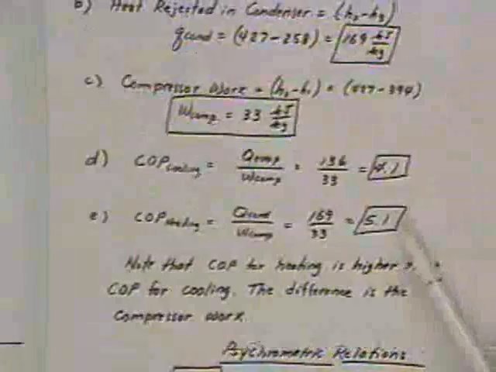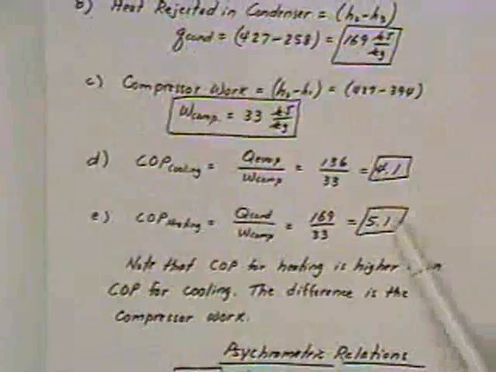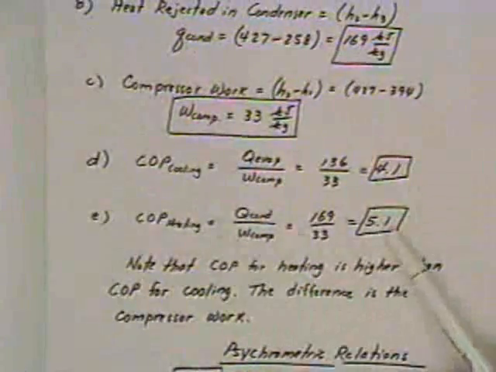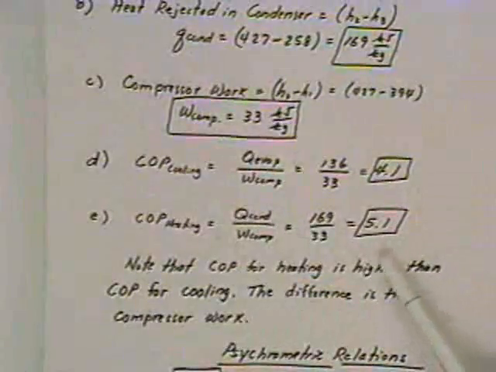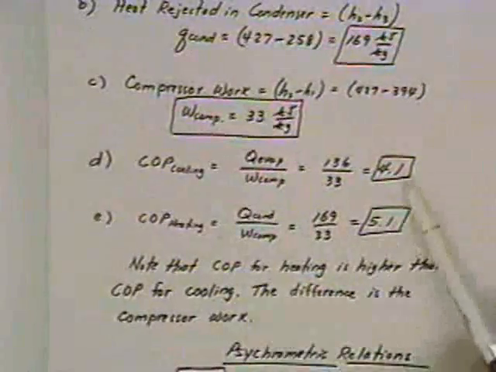If you end up with a difference, where the condenser heat transfer is not equal to the compressor work plus the evaporator heat transfer, then you've got a small error in working out the answers. Also, in the calculations, COP for heating is always higher than the COP for cooling, and the difference is the compressor work.